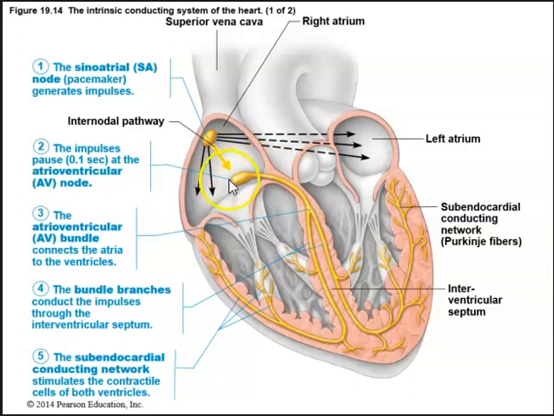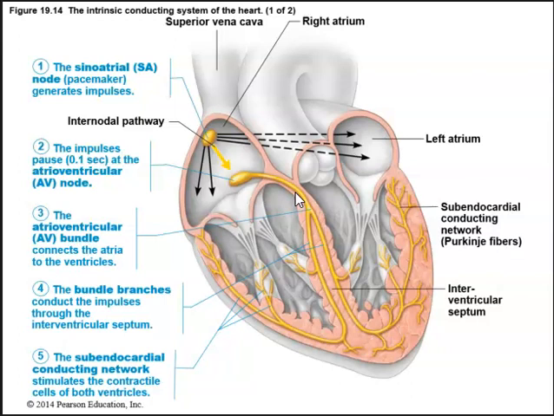So only the impulses that are traveling along the AV node will be allowed to continue down into the ventricles. So that AV bundle, or that bundle of His, is the only connection that allows the impulse to travel from the atria to the ventricles. In the next slide, we'll actually see the sequence of events that occur during ventricular contraction in an EKG.